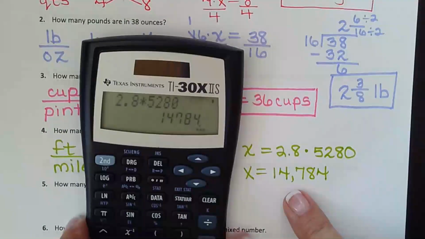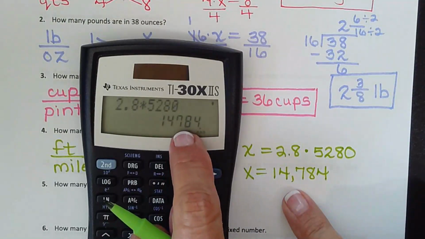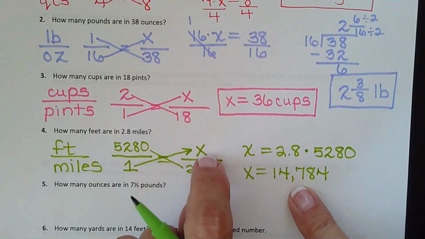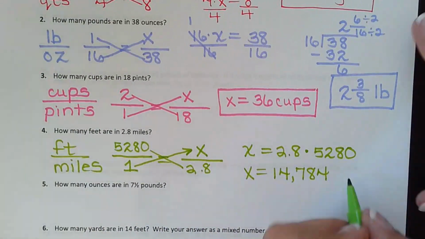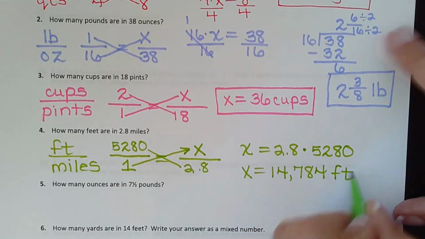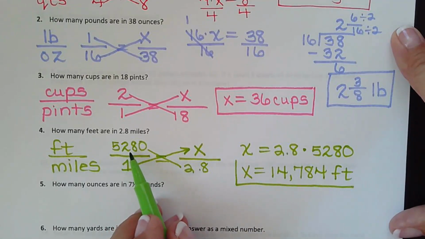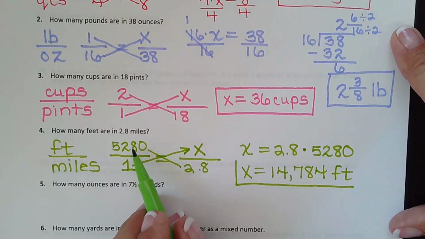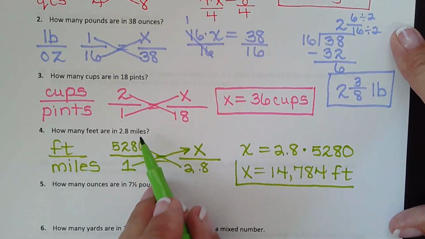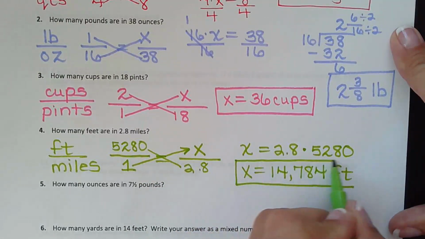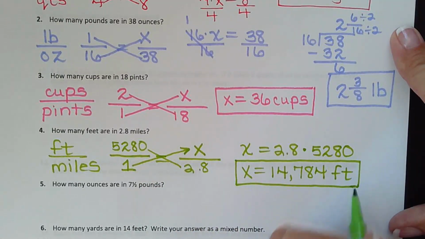And that would be 14,784. And I look where X is on the feet side. So that's how many feet would be in 2.8 miles, which makes sense because there's a little over 5,000 in 1 mile. 15,000 about would be in 3 miles, so a little under 15,000. So that answer totally makes sense.